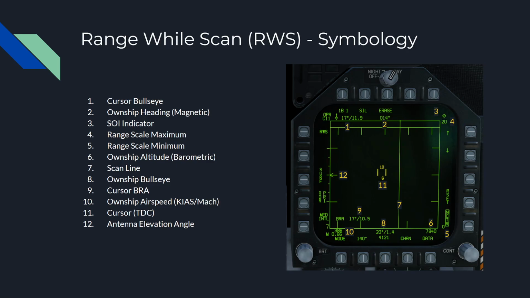That little diamond in the corner, you should be very familiar with it. That is your sensor of interest indicator, meaning that if you see that diamond in the top right-hand corner of whatever display you're working on, it means that that is the screen that you can move the cursor around in.